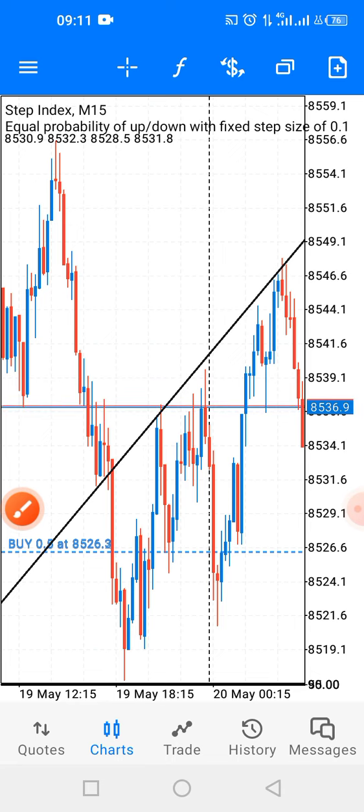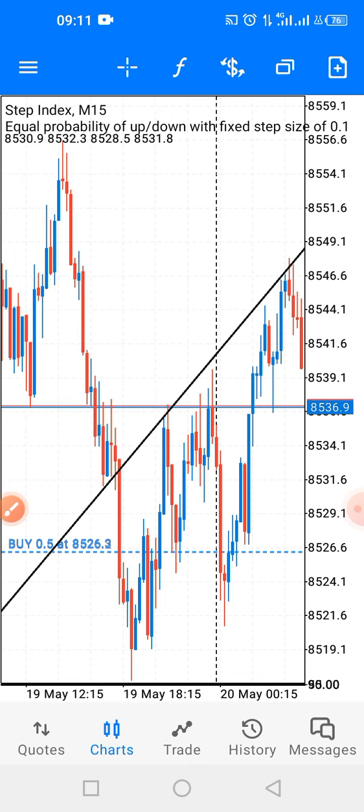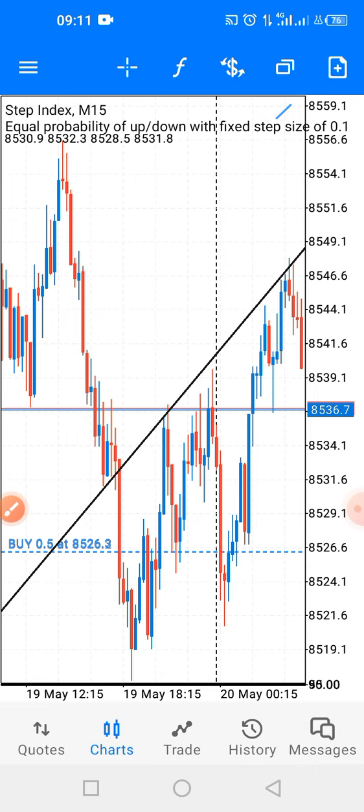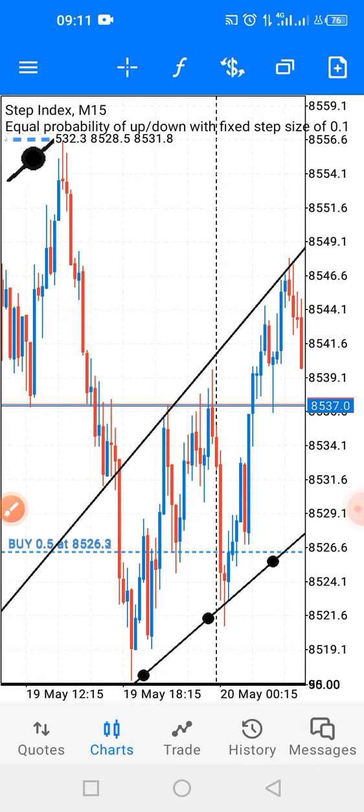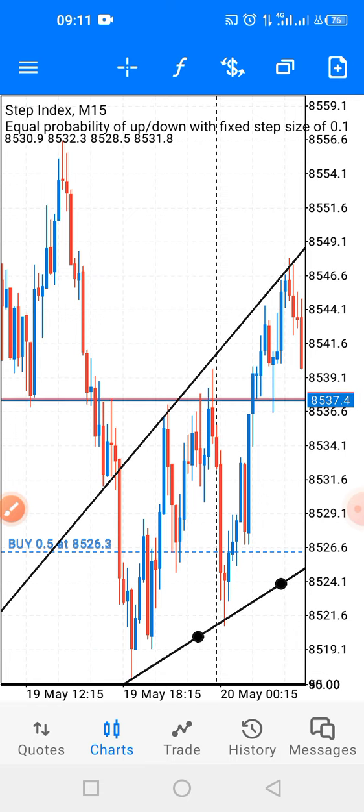When I got this resistance up there, that is the first thing you need to do. Then you also come down and get the support, because where there is a resistance, there should also be a support. So I drew another one down here. If you watch closely, I drew another one here.